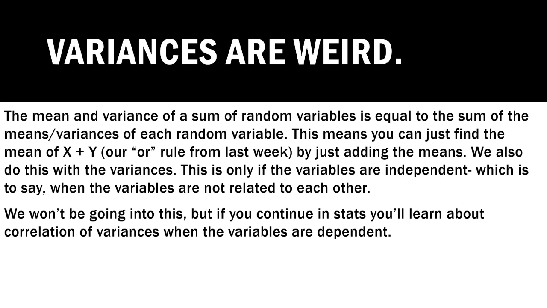We can only do that though if the variables are independent. That's to say when the variables aren't related to each other, when knowing something about the likelihood of one variable doesn't tell you much about the likelihood of another variable. You can think of it like a Venn diagram if the circles are completely separate from each other. Stuff like correlation of variances is getting into the weeds and is super complicated. We won't cover that in this course. Just so you know, going forward, you'll learn some more about that in a future stats course.